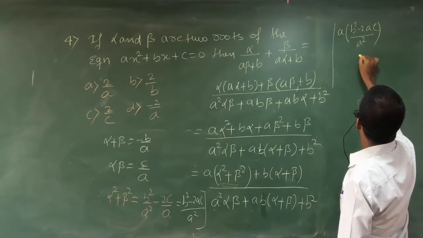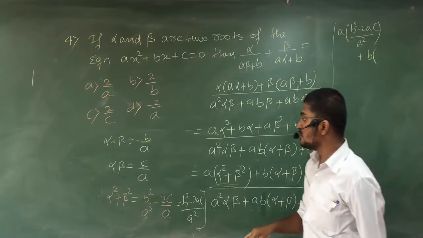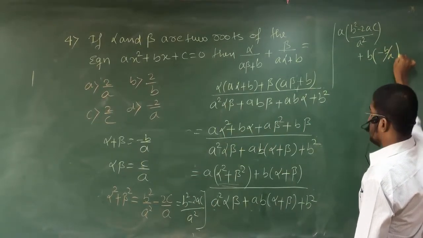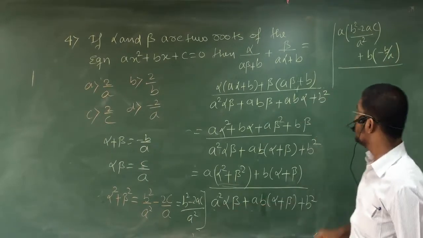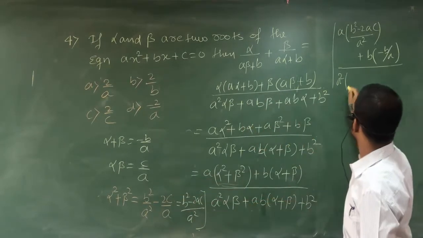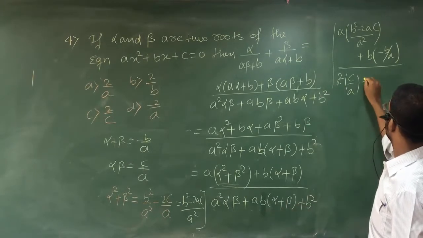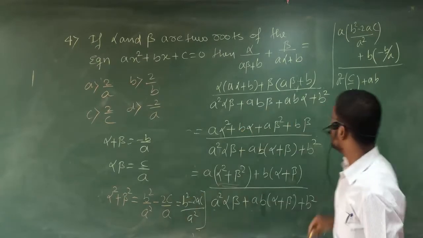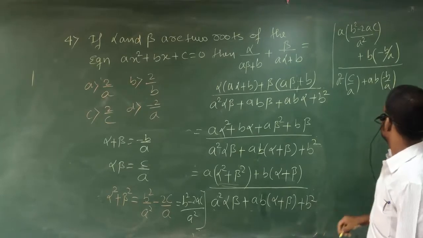Clear? Plus b times of alpha plus beta is minus b by a. Total term divided by a square, alpha into beta. Alpha into beta is c by a. Next, plus ab into alpha plus beta is minus b by a. Next, plus b square.